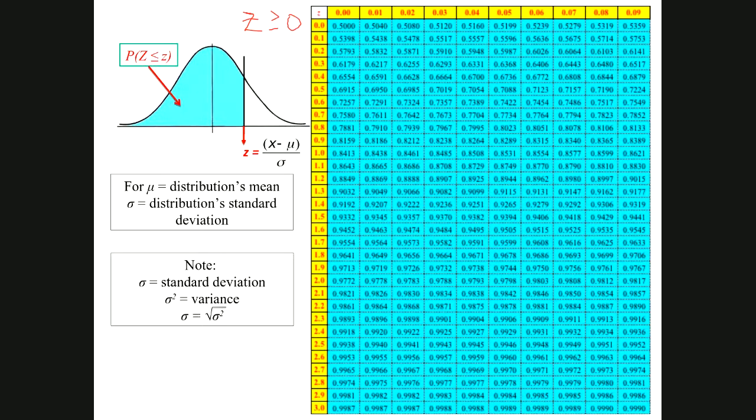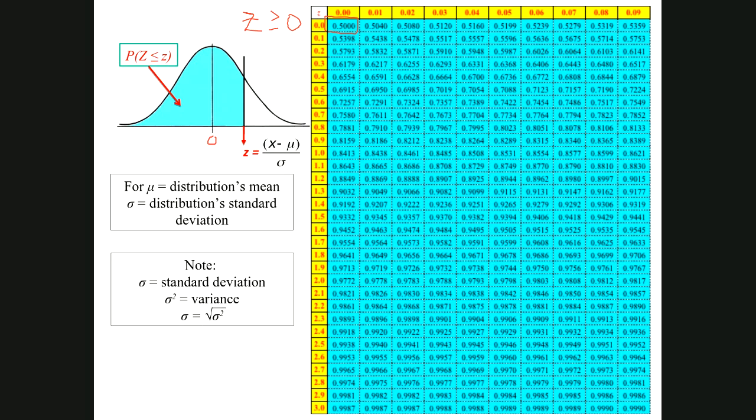And again, if z is 0, then the probability is 0.5, because the mean here is 0. So it only gives probabilities associated with outcomes that are greater than or equal to 0.